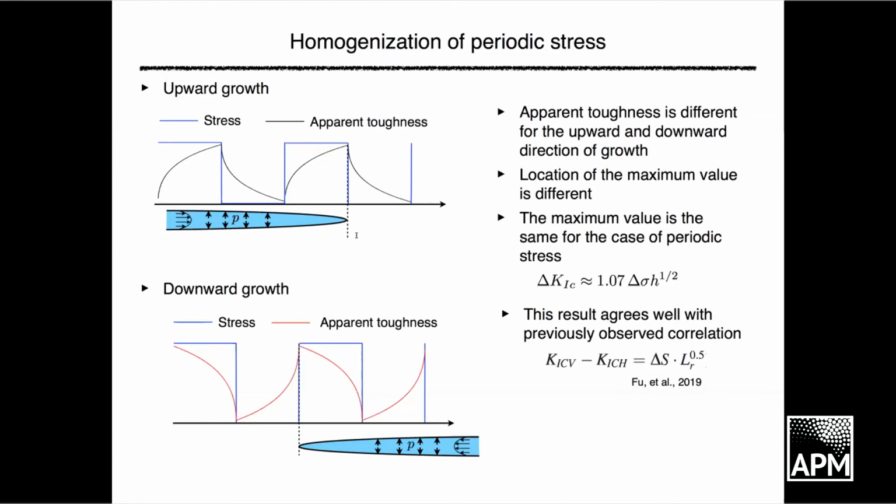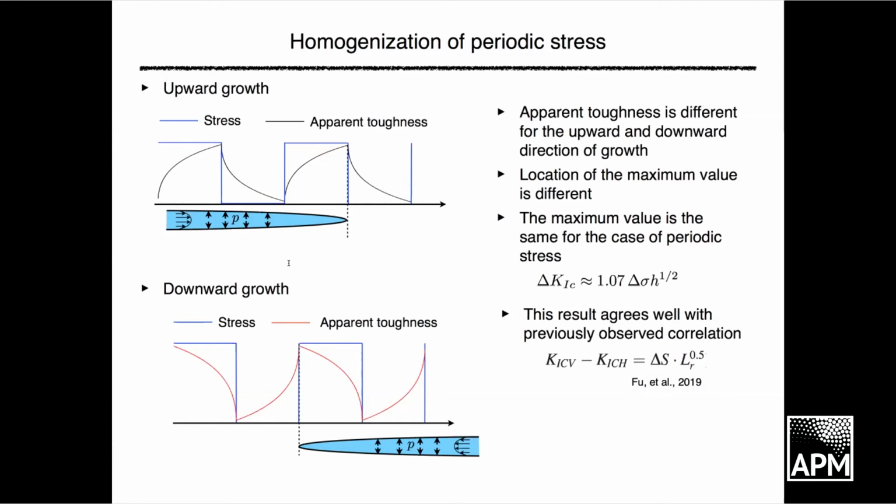On the other hand, for the fracture going downwards, or in the opposite direction, this apparent toughness is actually symmetric, right? So it's flipped. And so the maximum actually occurs right here, in a different spatial location. And so for this particular case of periodic stress layering, the actual maximum is the same when you take the maximum, but the location of the maximum is different. But for a general case of stress variation, the actual values of the apparent toughness for the fracture going upwards and downwards are going to be different.